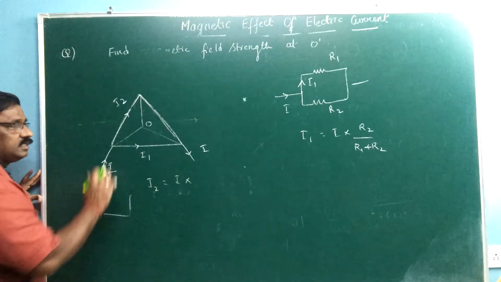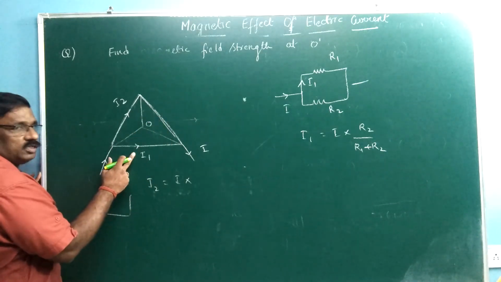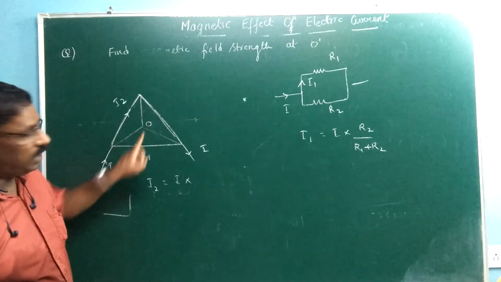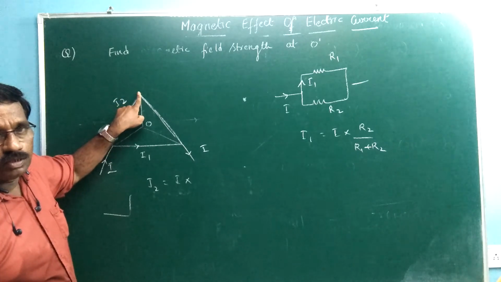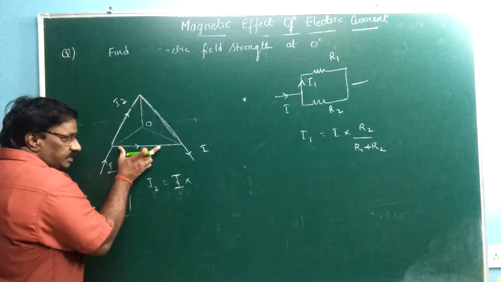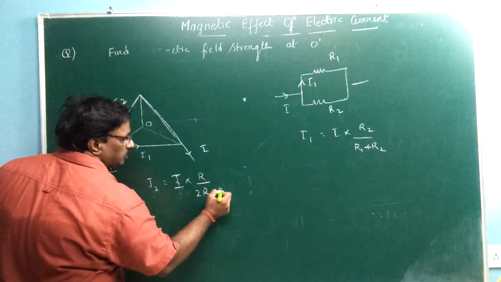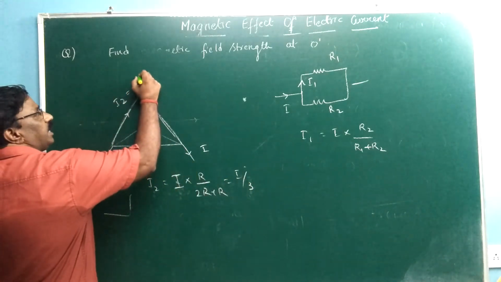These two are in series. Suppose this resistance is R, this one also becomes R, this one is also R because all are identical. So in this branch total resistance is 2R, in this branch resistance is R. To calculate current I2, it is I into opposite resistance, that is R by total resistance R plus 2R, which is I by 3. So through this I by 3 current is going.